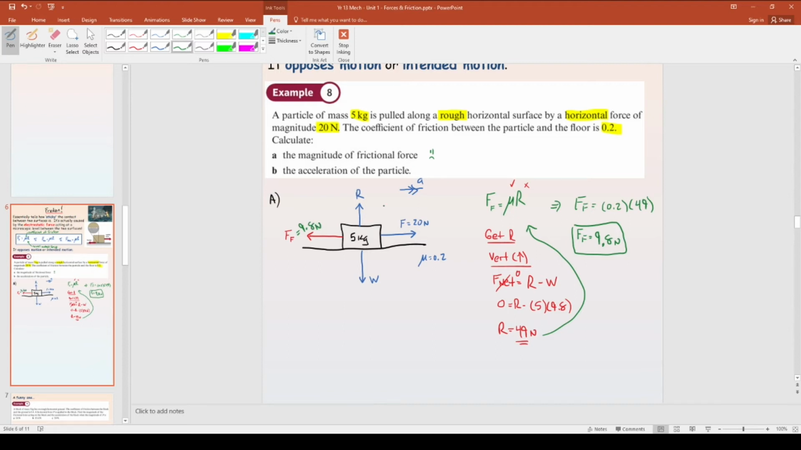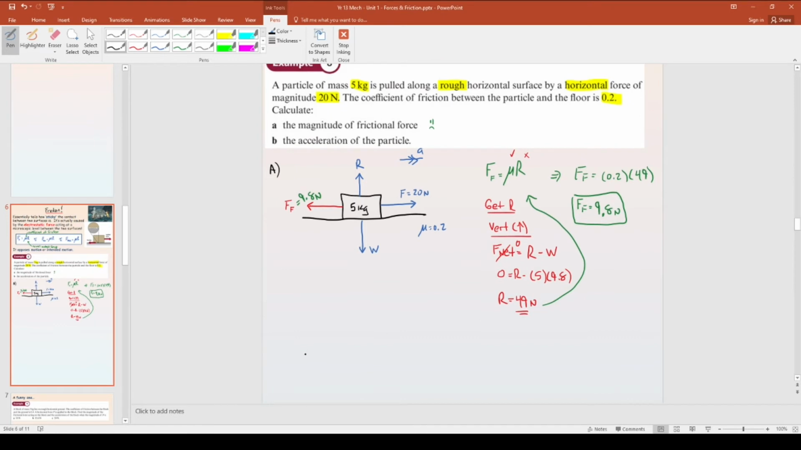Now, usually they wouldn't actually ask for the force of friction on its own as a force. Normally what they'd do is say, what's the acceleration, like they did in B, and not help you with A. They're trying to help, but I think it makes it harder when they help. Cool. But now we can do B. B's fun. In B, it says, find the acceleration of the particle. So we're after the acceleration now.